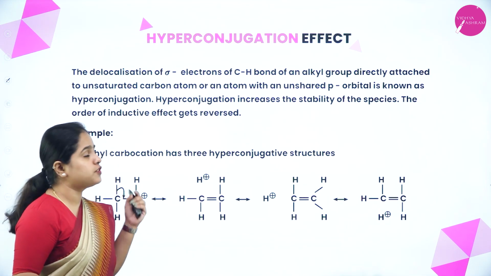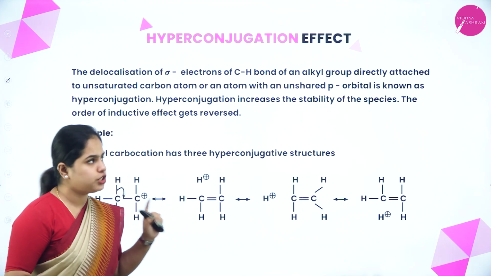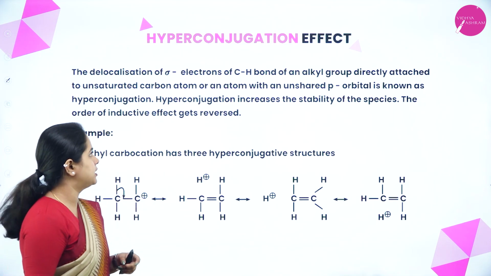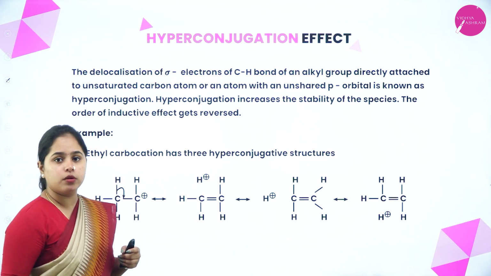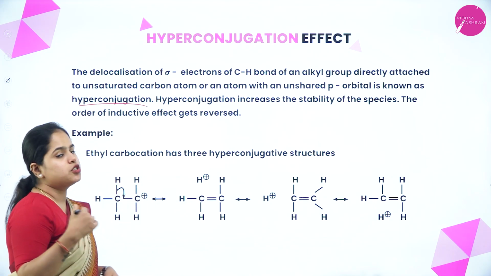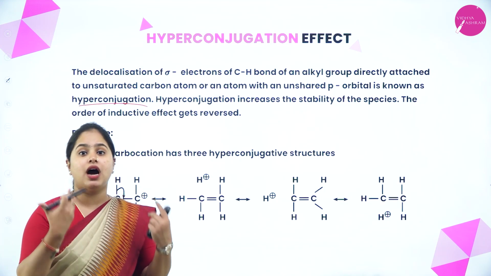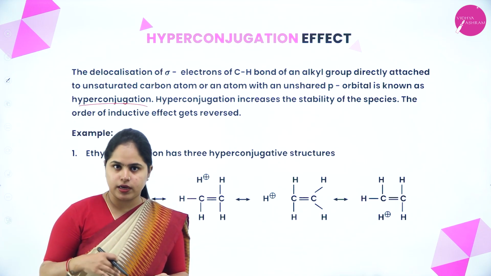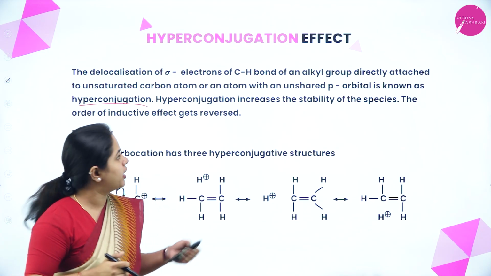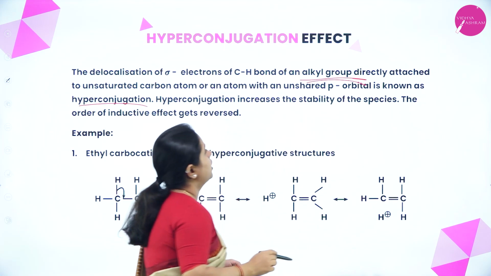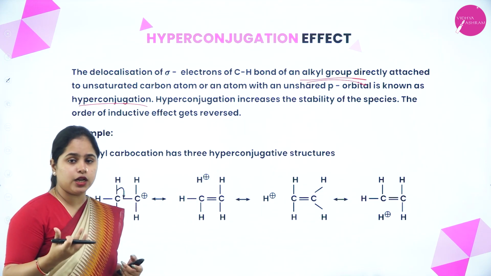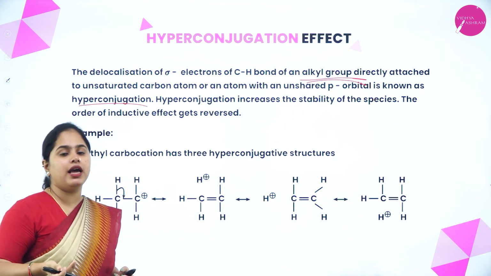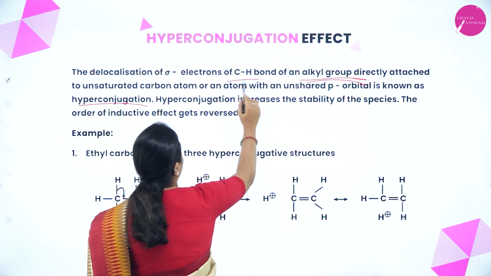Right. Now moving on to the last effect, that is hyperconjugation effect. So the delocalization of sigma electrons of carbon hydrogen bond of an alkyl group directly attached to the unsaturated carbon atom or an atom with an unshared p orbital is known as hyperconjugation effect. So in hyperconjugation effect, there must be an unsaturated carbon atom. Unsaturated carbon atom means either it is double bond or triple bond, and directly attached to it there must be an alkyl group also. Right. And now if there is an alkyl group which is attached to the unsaturated carbon atom, delocalization of sigma electrons takes place in the CH bond.